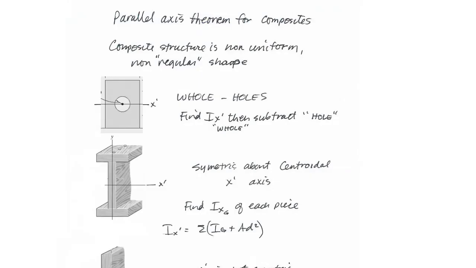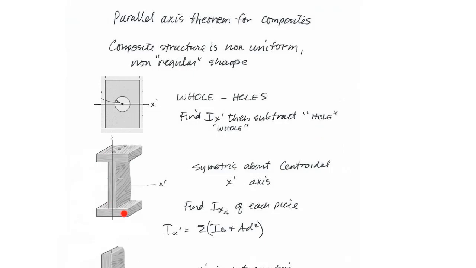If we have some shapes that are non-uniform or non-regular, meaning not a triangle or a rectangle, we can use the whole minus holes technique to find the sum of the parts for a moment of inertia calculation. In other words, if you happen to have a rectangle with a hole in the middle of it, we could say that it is the whole, bh cubed over 12, minus the hole in the middle. We subtract them, and then we'll get the total.